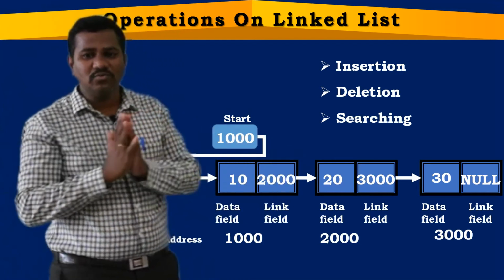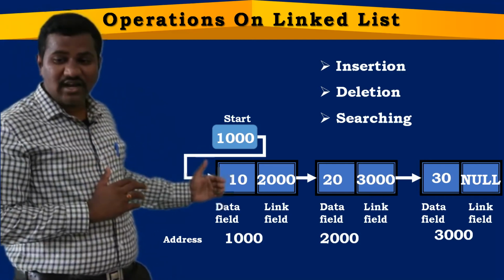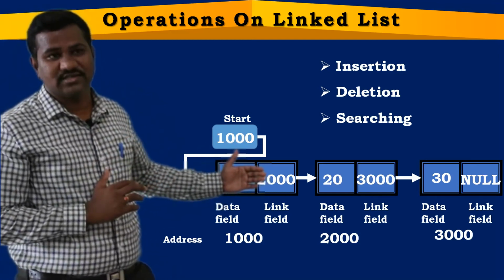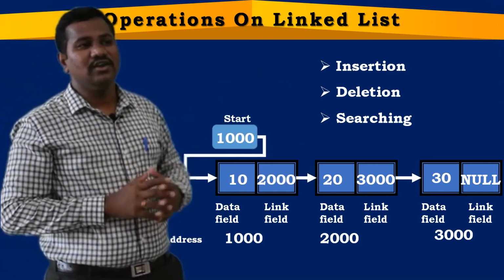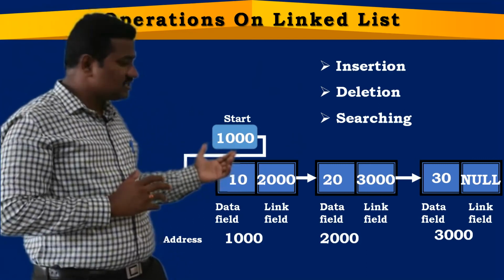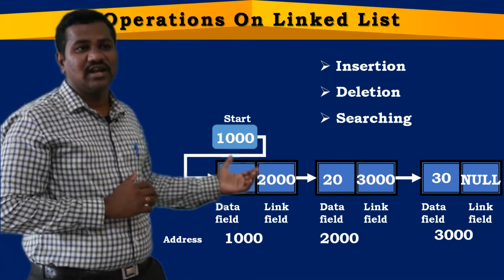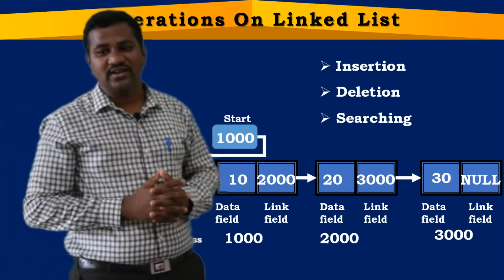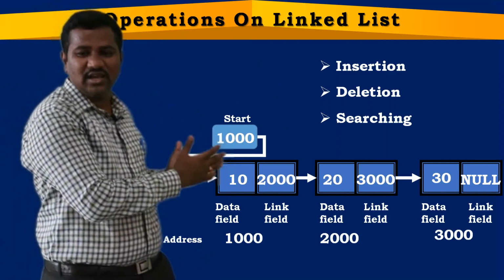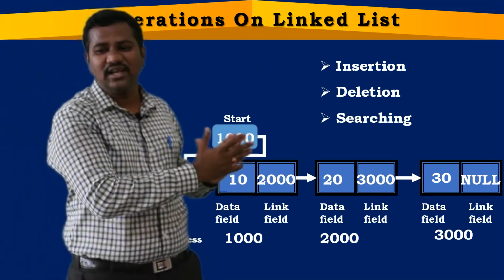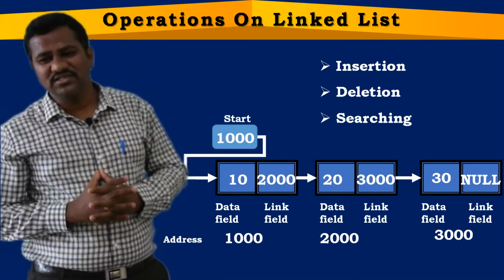If I want to place it between 10 and 20, the link part of 10 has the address of the 20 node. So this 20 node address must be stored in the newly created node's link part, and the link part of 10 should contain the address of the newly created node. Like that, we can insert a node between any two nodes, between 10 and 20, or 20 and 30, after 30 or before 30. Like that, we can perform the insertion operation.